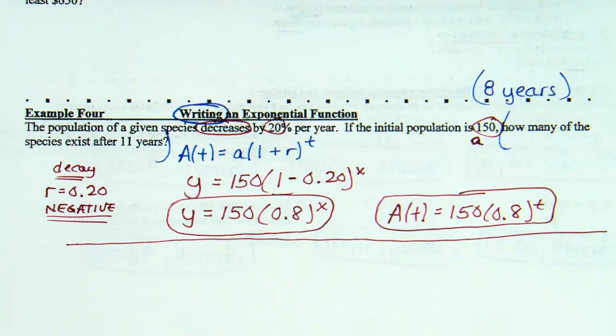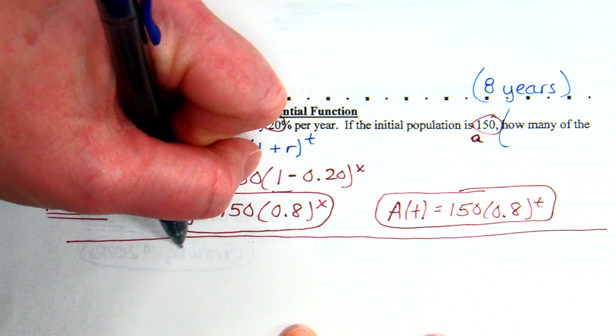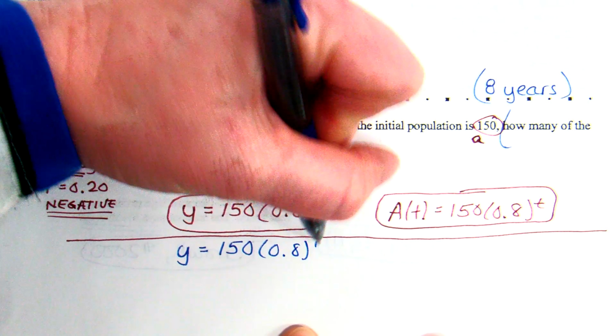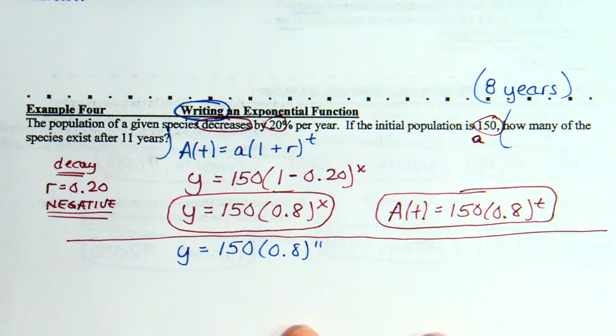Now, when you're asked to write an equation, this is an equation you're writing. Now that I have this equation, I can use it to find any amount of years, yes? And what did they ask me to find here? How many of these species exist after 11 years? So what's that mean I'm doing? Plugging in my 11. So 150 times 0.80 raised to the 11th.